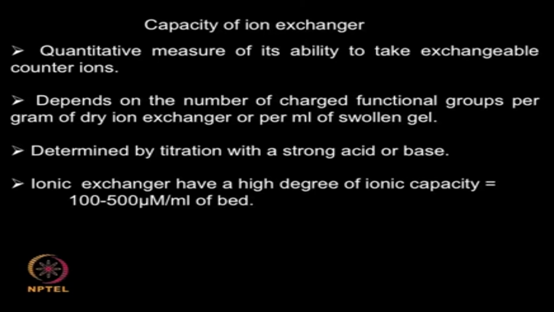So what determines the capacity of an ion exchanger? Capacity is the quantitative measure of the ability of the ion exchanger system to take in the counter ions. It depends on the number of charged functional groups present inside the column per gram of dry ion exchanger, or per ml of swollen gel. How do you determine it? We can titrate it with strong acid or base, and find out how much acid or base is required to neutralize the ion exchange system. You can have, say, 100 to 500 micromoles per ml of bed. That is a very high degree of ionic capacity.